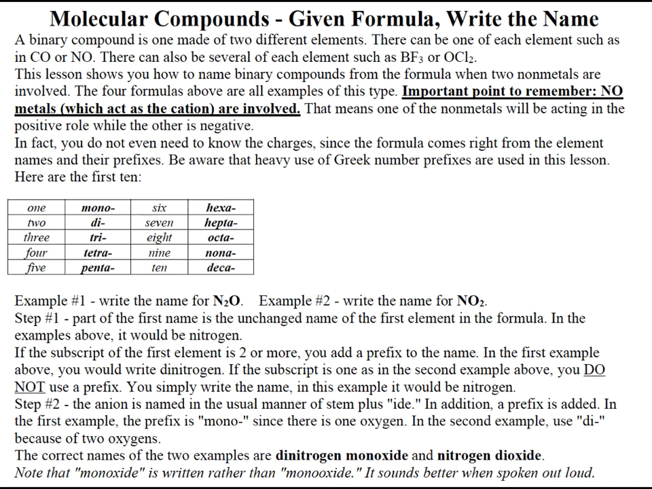Since there's 1 O, it will be monooxide, but we never put 2 O's together, so it will be dinitrogen monoxide. Same thing, number 2, I have 1 nitrogen and 2 oxygens, so that one is nitrogen, and the 2 prefix for the oxide is dioxide, just like carbon dioxide is CO2.